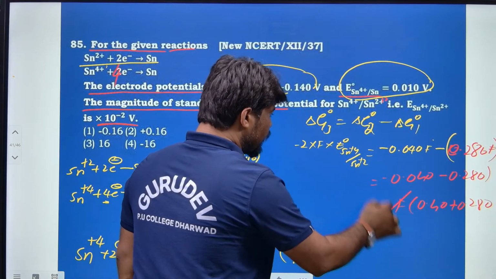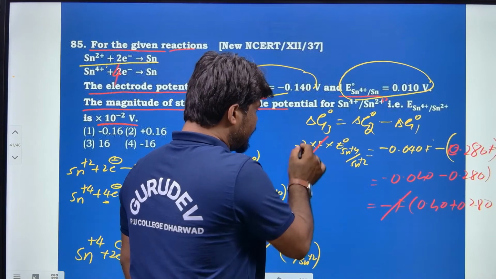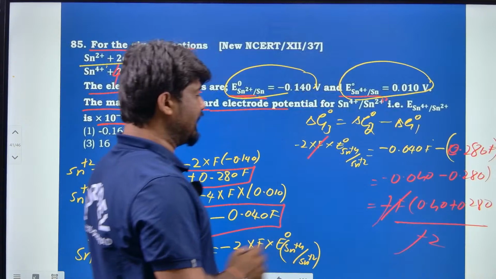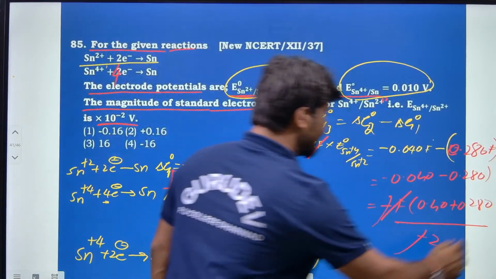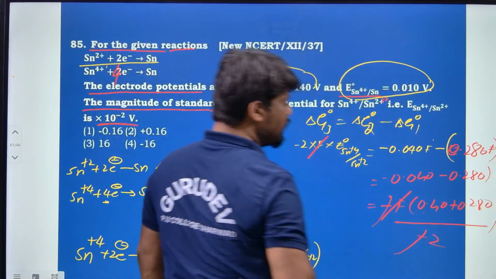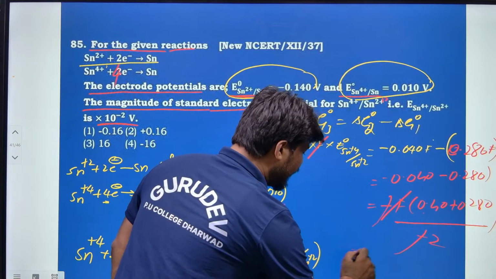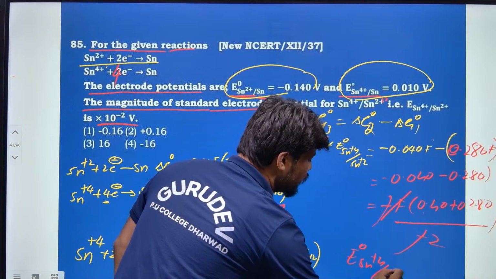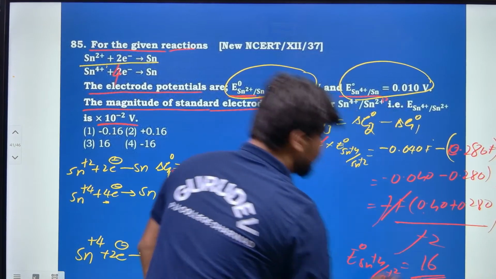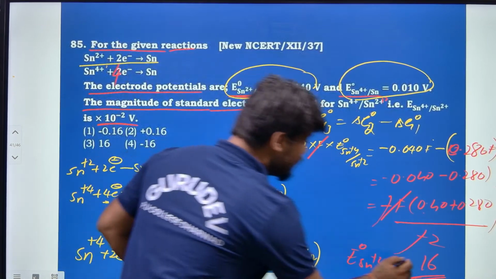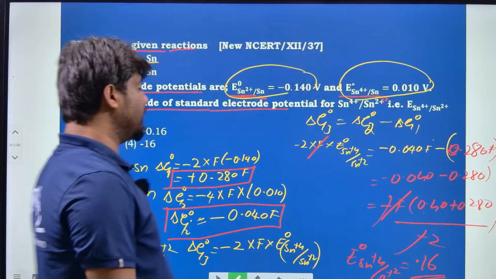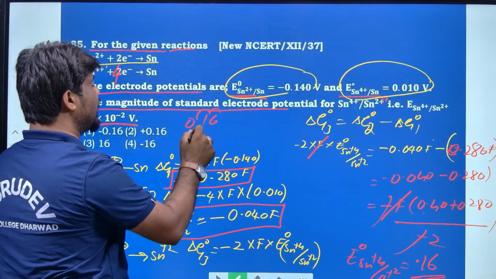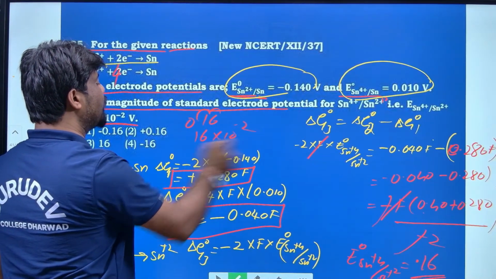So here the fluorine gets cancelled. Take this minus on this side, minus 2, the minus will get cancelled. By addition and by dividing with 2, I can get E naught of Sn plus 4 bar Sn plus 2 equal to 0.16. On shifting the decimal, I can write 16 into 10 to the power of minus 2.